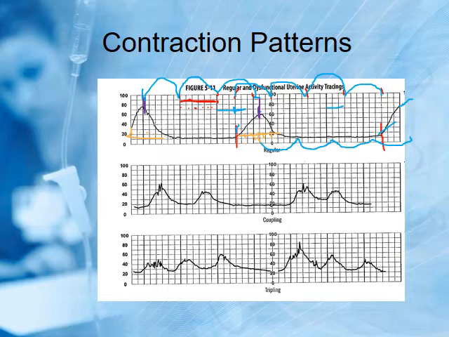Now that you know the definition of adequate labor is contracting every 2 to 3 minutes and they're lasting about a minute, is this adequate labor? No, because they're not contracting every 2 to 3 minutes. They're lasting long enough, but they're not happening often enough. Okay, so that is a nice regular pattern though. That'll get closer together and she'll probably deliver.